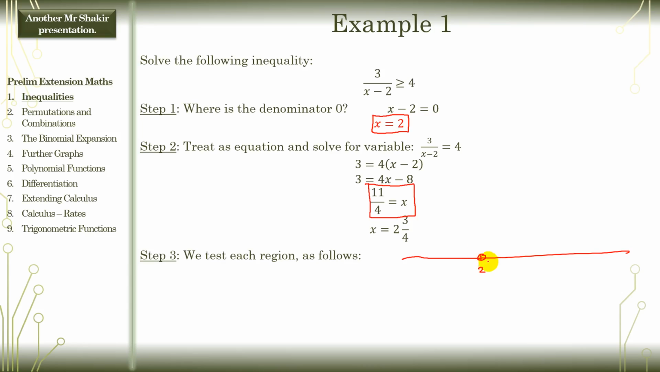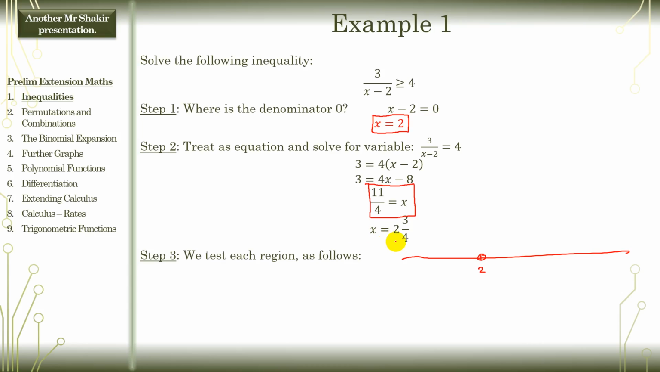I always like to do this first. Before I start testing regions, I draw a number line and I do the open circle, closed circle there. This helps me from making a silly mistake when I'm writing the solution later on, because it's so easy to forget whether x is 2 part of the solution or not. So you draw the number line, you do the empty circle or the filled in circle straight away.